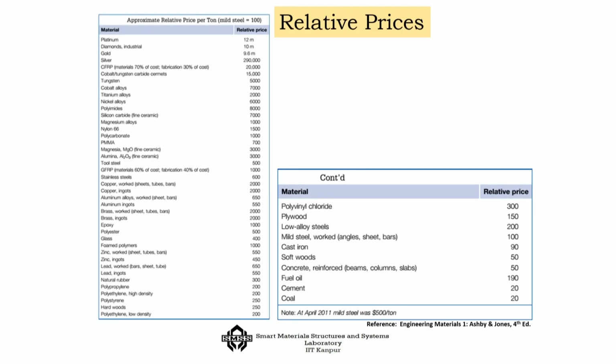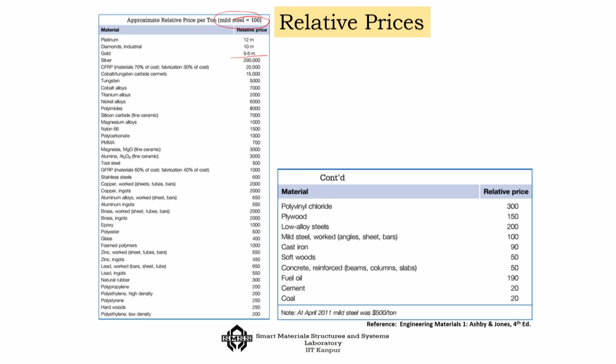Now, come to the very important part of selection properties, which is the price and availability. Price is very important, and that is why the price we have kept here in terms of relative price. Let us say if I consider the approximate price of mild steel as 100 units, then where are we in terms of platinum, which will be 12 million, or diamond 10 million, or gold 9.6 million. That means they are so much more expensive in comparison to mild steel.